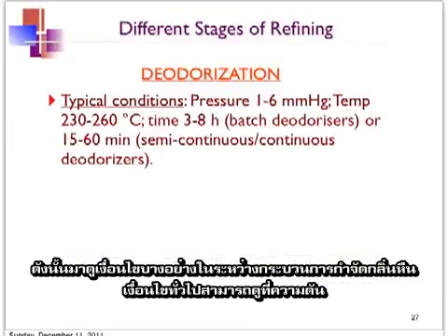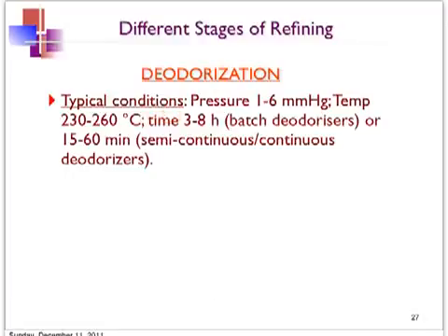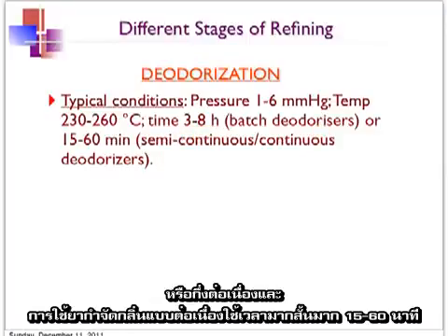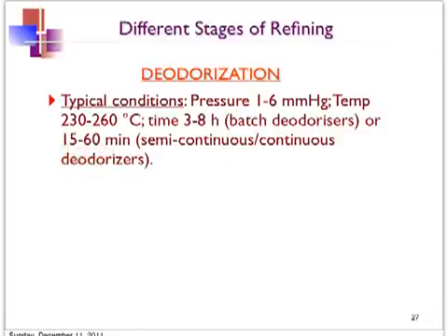So let's look at some of the typical conditions in the deodorizer during the process. The typical conditions you can see here, the pressure is very low, so the process is done basically under vacuum. Then the temperature is very high, between 200 to 230 degrees Celsius, and the time is between 3 to 8 hours for batch deodorizers, or for semi-continuous and continuous deodorizers, much shorter, between 15 to 60 minutes.